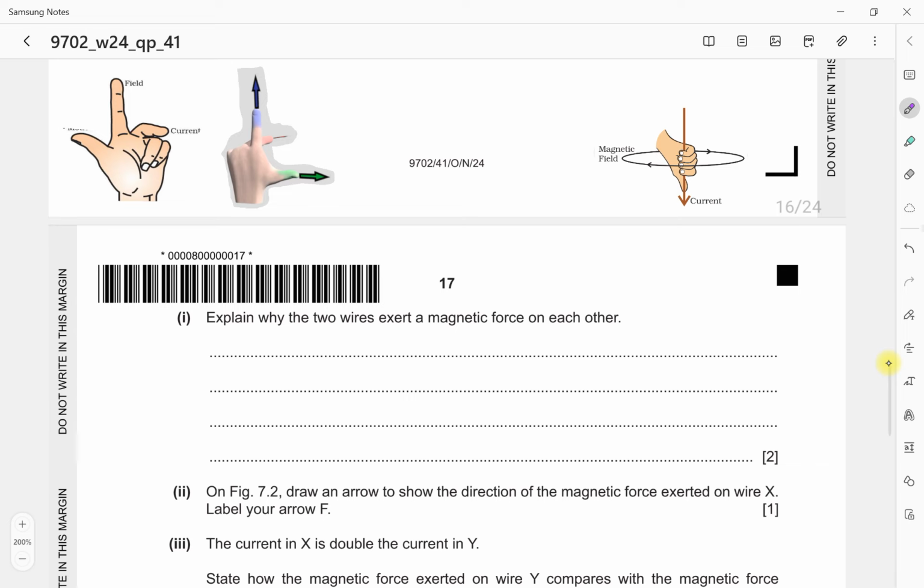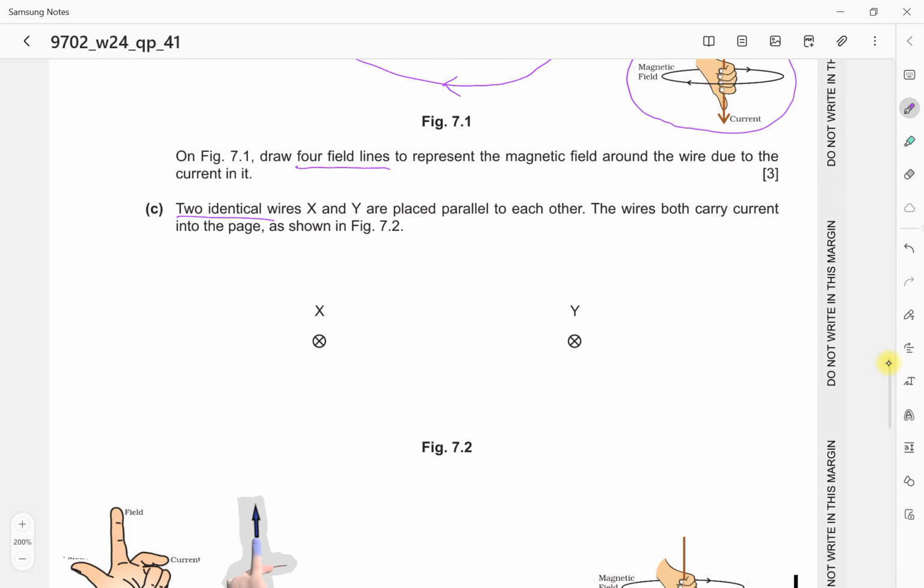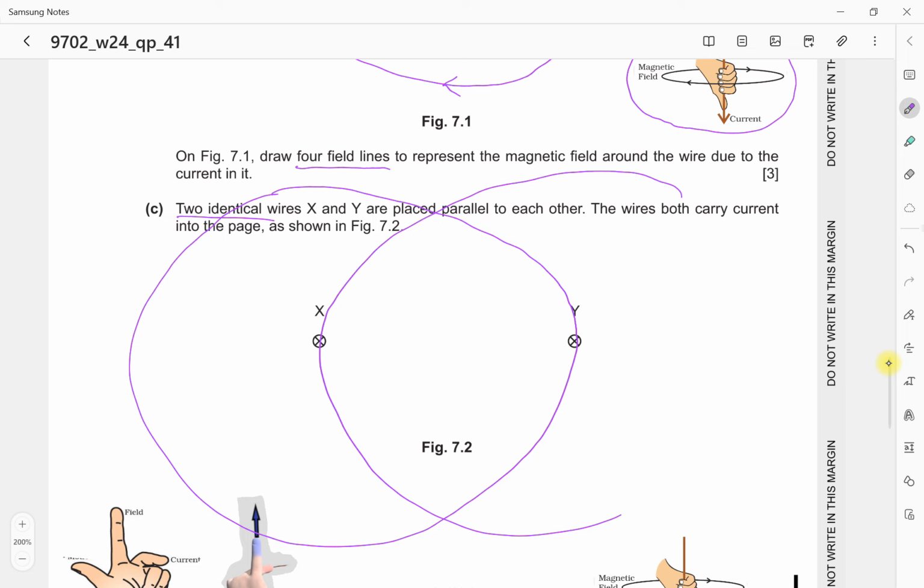Explain why the two wires exert a magnetic force on each other. Of course, each of the wires must be sitting in the magnetic field of the other wire. For example, if I draw the magnetic field around wire X, it will extend into wire Y. If I draw the magnetic field around wire Y, it will extend into wire X. Of course, the direction of the magnetic fields is given by the right-hand grip rule. And of course, both of them must be in this direction here.